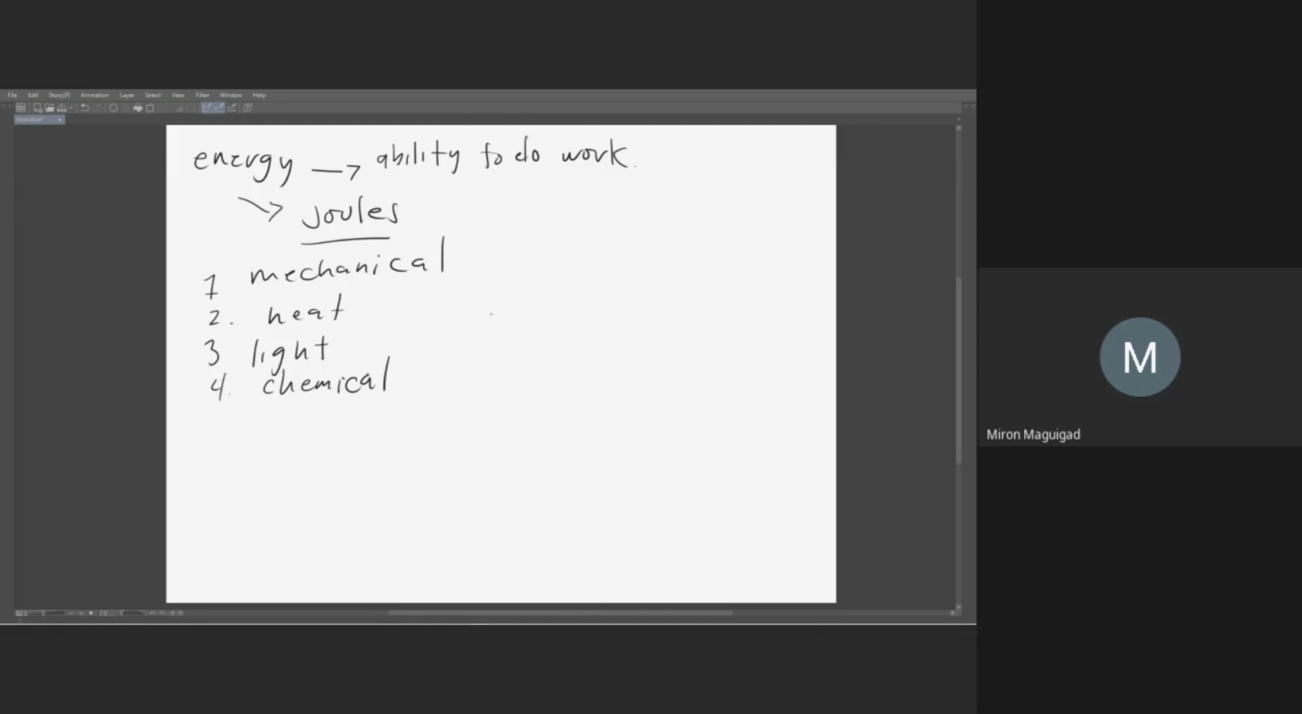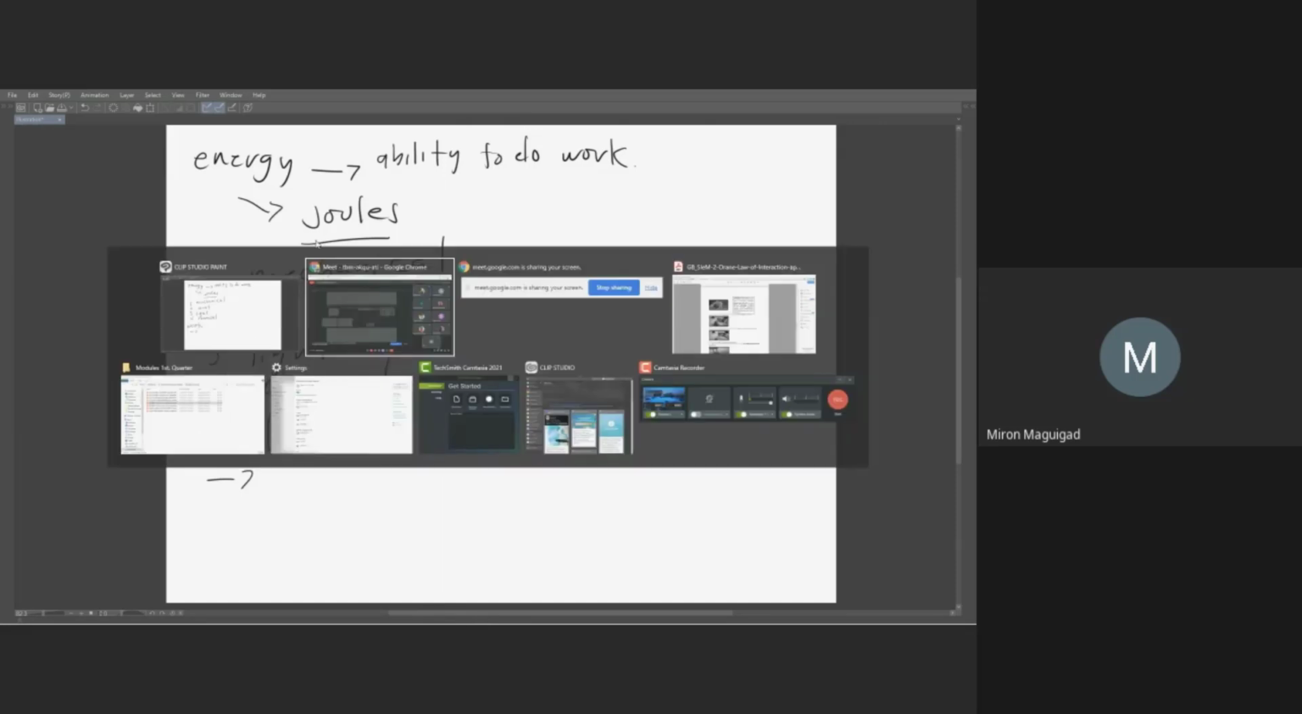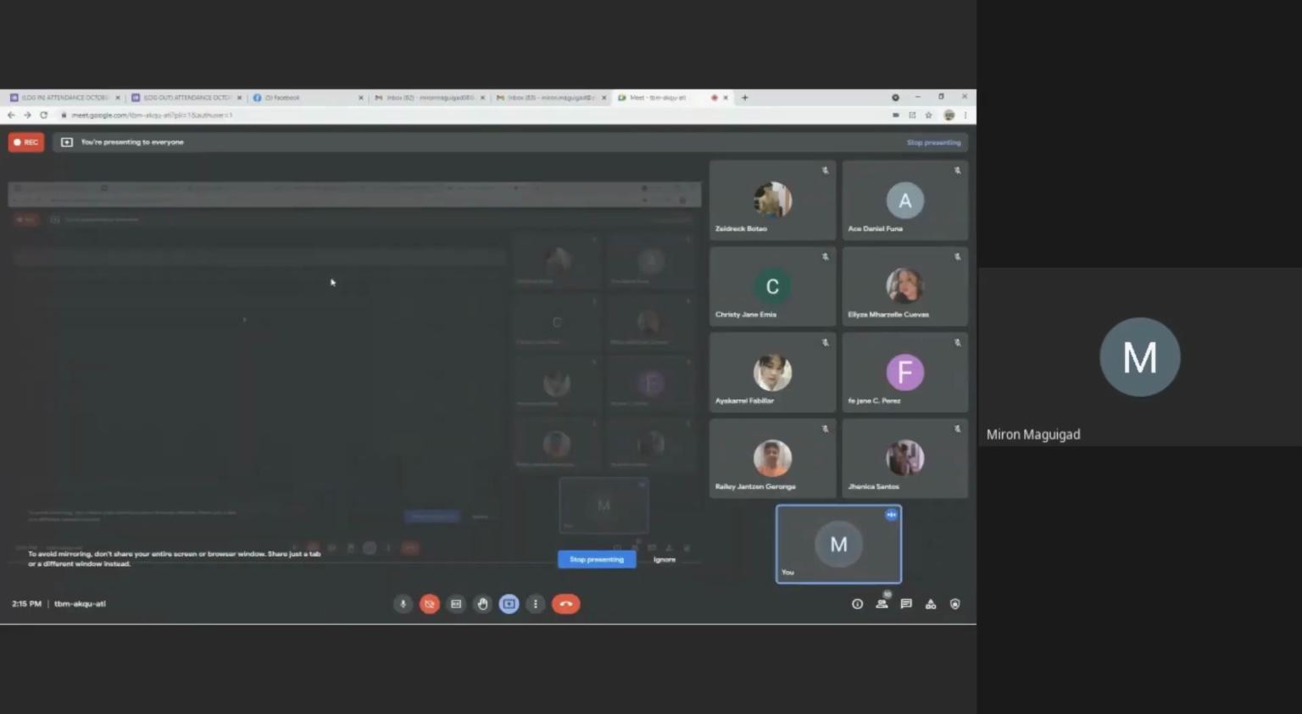As we discuss energy, we'll also discuss work in relation to potential energy. So how do we define work? Who wants to define work? If we are going to define work, this is a task that we must do. Who wants to give another definition of work? Some may call work working or doing an assignment, di ba? Or sometimes work is when you are earning money.